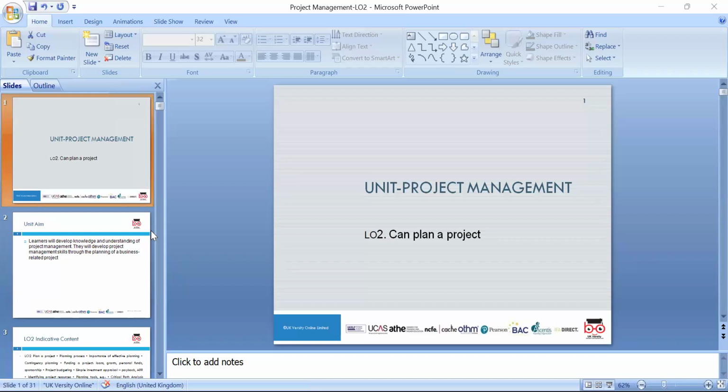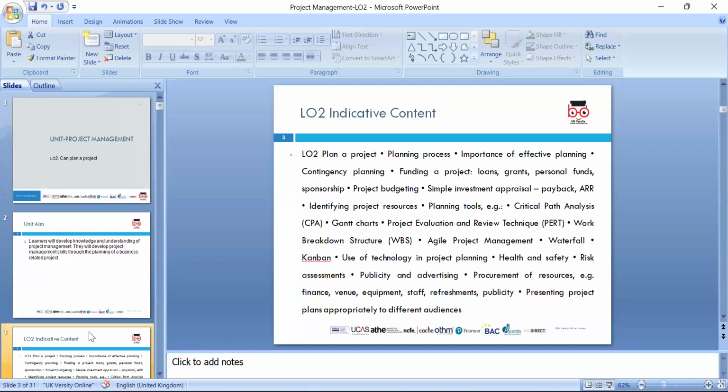Today's lesson will go through how to plan a project. That's the key learning outcome, as we discussed, the aim of the unit. Today's indicative content covers the planning process and the different steps in planning. We'll go through grants and loans, where the funds will come from, and budgeting. A budget means a financial plan.